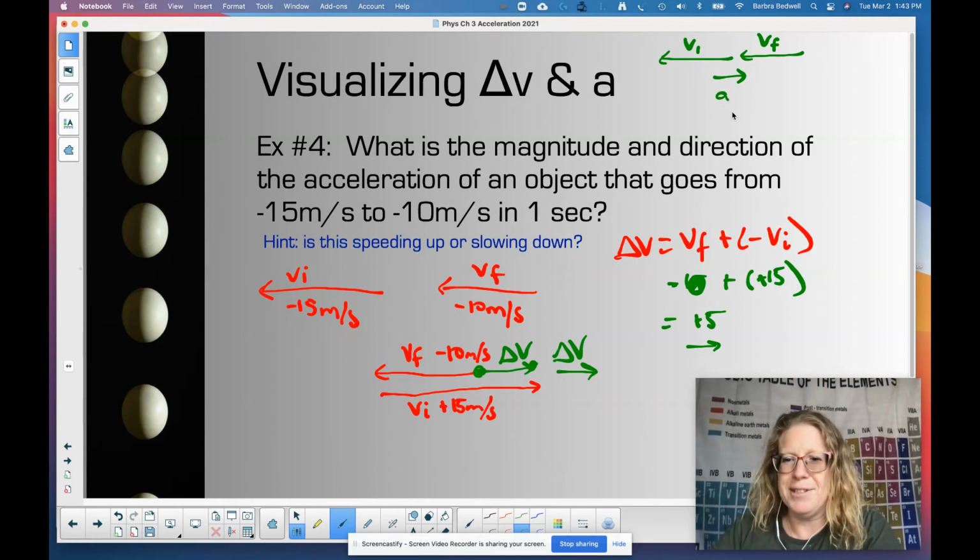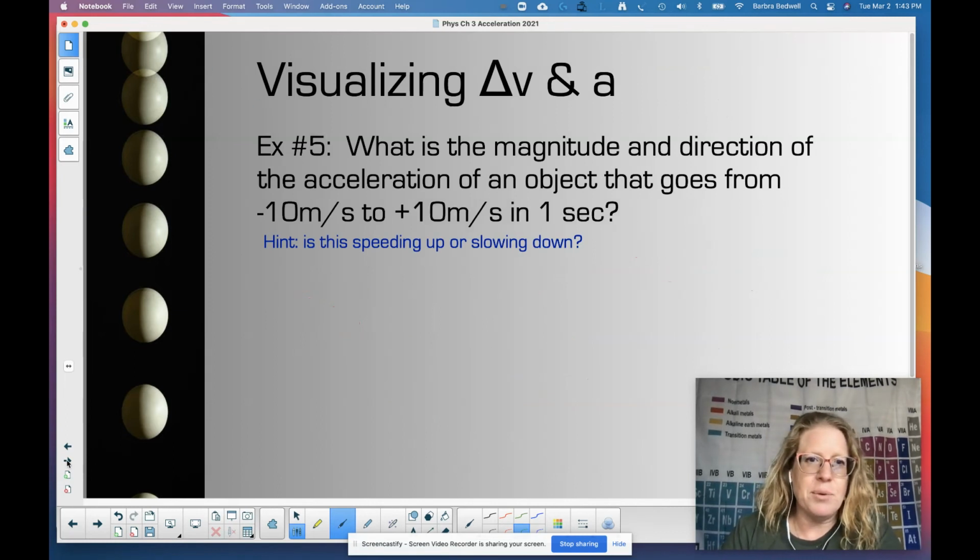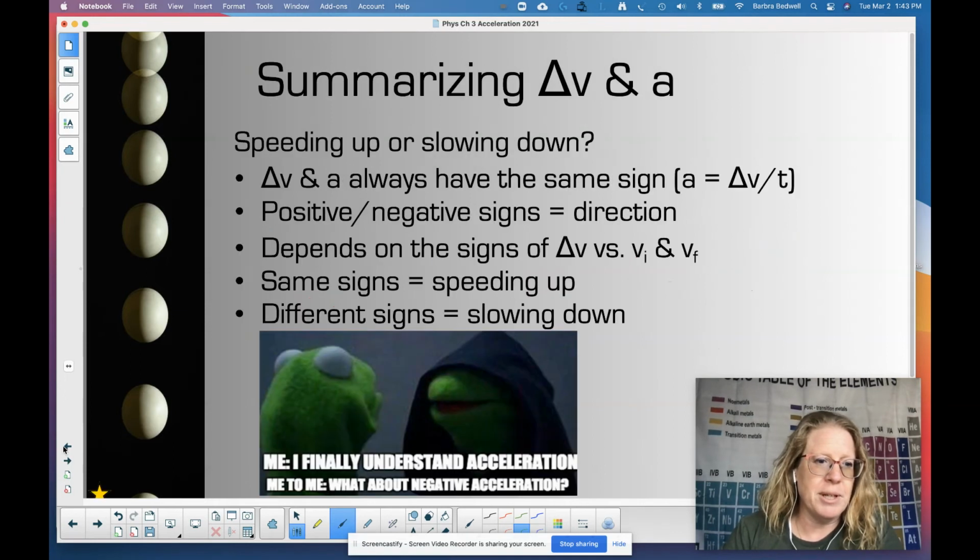So it's negative acceleration in a sense. So it's slowing down. It's weird. I know it's weird. All right, I think I have one more. Two more. Okay, there we go.